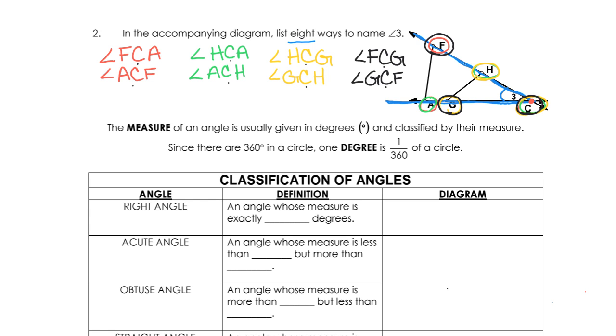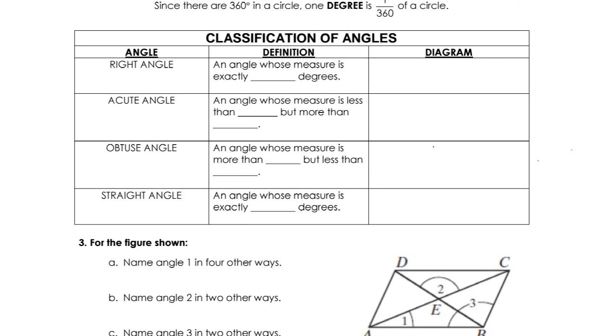Okay? All right, now we got to talk about the measure of an angle, which is usually given in degrees. And they classify by their measure. Since there are 360 degrees in a circle, 1 degree is 1/360th of a circle. Not super important for us to know that, but we need to know how to classify an angle. So an angle is known as a right angle, an angle whose measure is exactly 90 degrees.